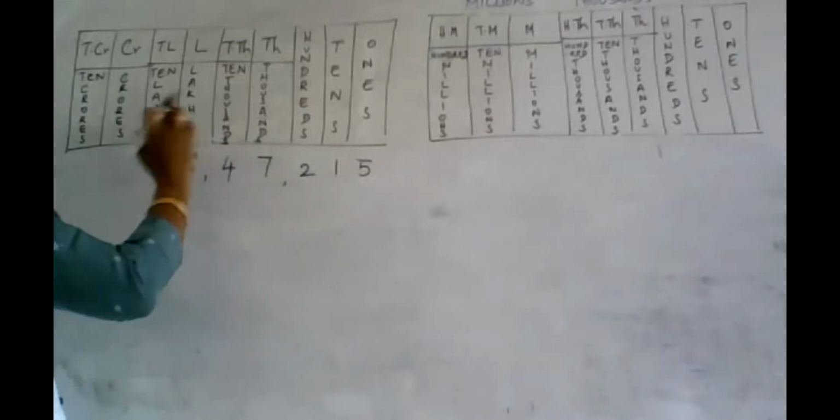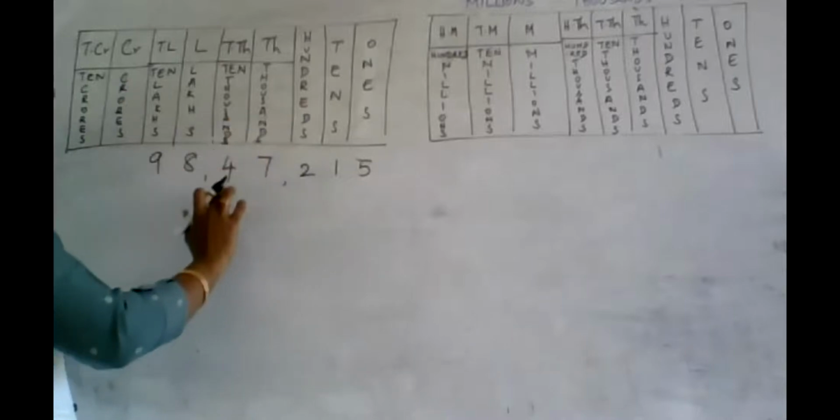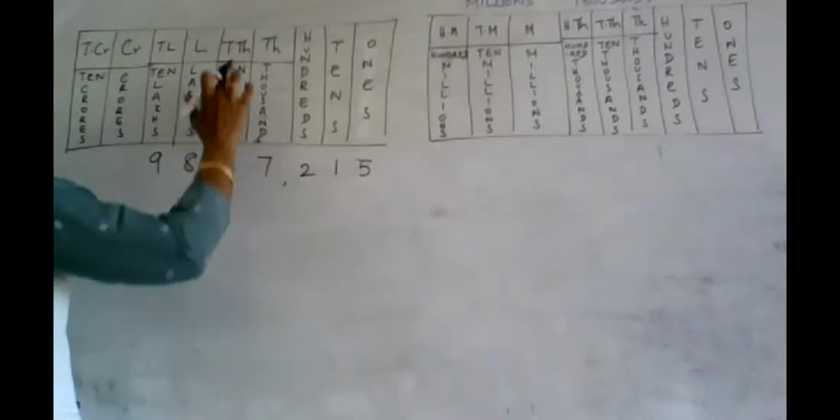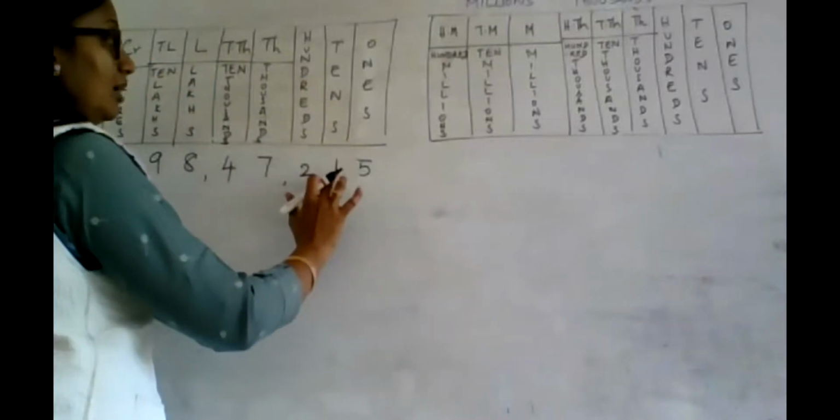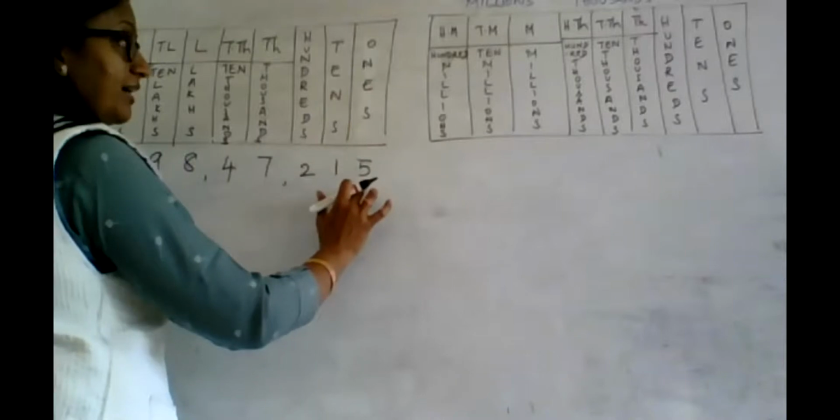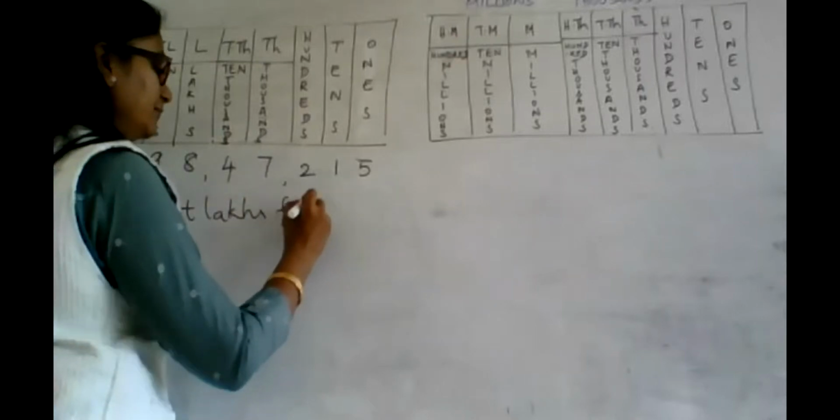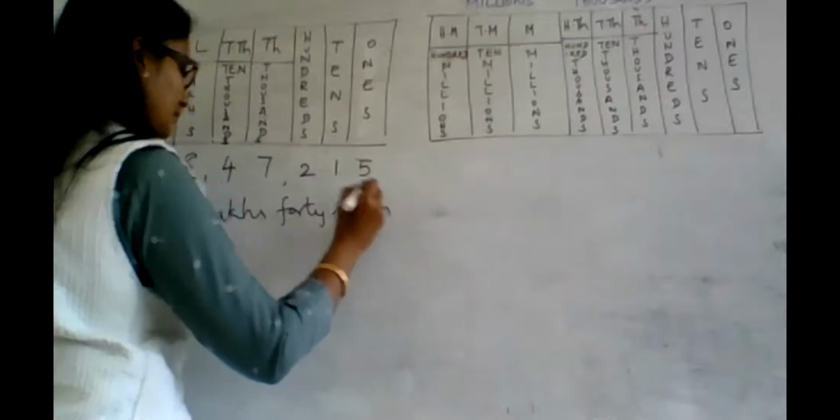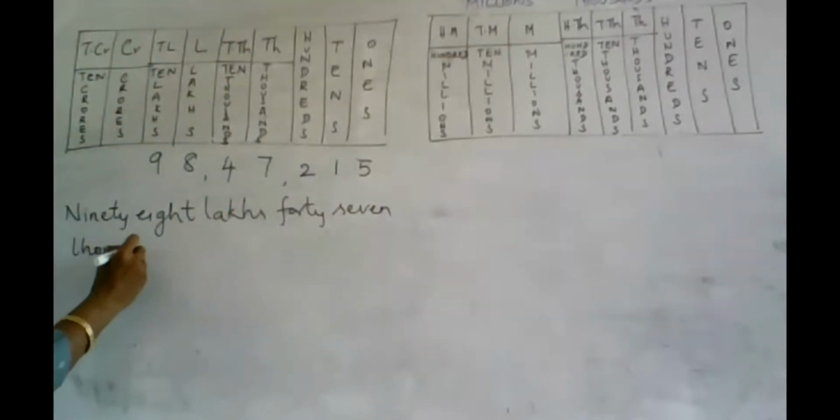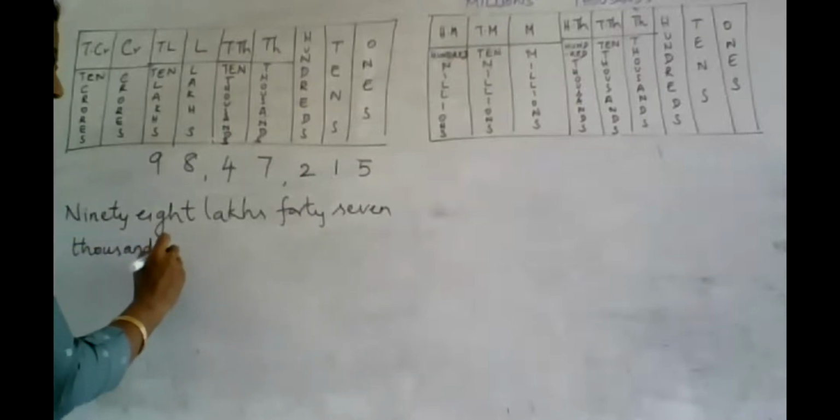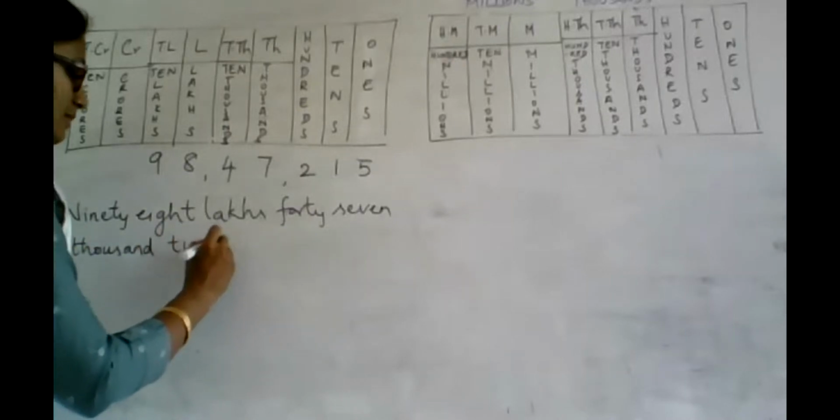Then you have 4 in the 10,000s place, 7 in the thousands place. So together 40 and 7, 47,000. You have 1 in the tens place and 5 in the ones place. So this is 10 and 5 together, it becomes 15. So 215. So this number will be written as 98 lakhs 47,215.